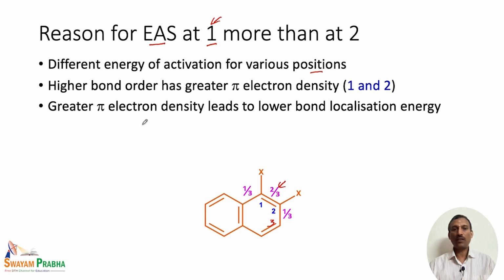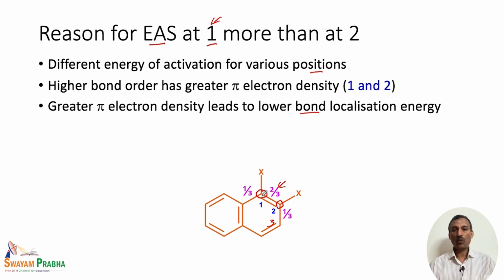When there is more pi electron density, that leads to lower bond localization energy. We will look at the relationship between the bond localization energy and the energy of activation for the intermediates a little later. Now let us look at why position number 1 undergoes reaction, especially electrophilic aromatic substitution, much more readily compared to position number 2.